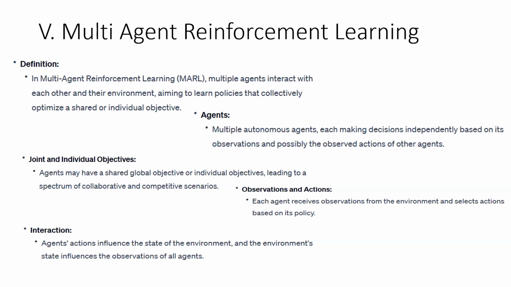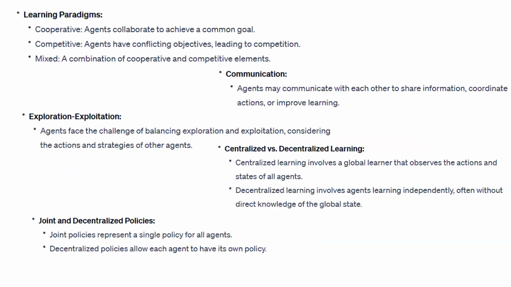For observation and action, each agent receives observations from the environment and selects actions based on its policy. For the interaction, agent actions influence the state of the environment, and the environment state influences the observations of all the agents. For the learning paradigm, you can have a cooperative paradigm, a competitive one, or a mix of the two, especially in a multi-agent system. The agents can also communicate: they may communicate with each other to share information, coordinate actions, or improve learning. In exploration, agents face the challenge of balancing exploration and exploitation, considering the actions and strategies of the other agents. And you also have centralized versus decentralized learning.